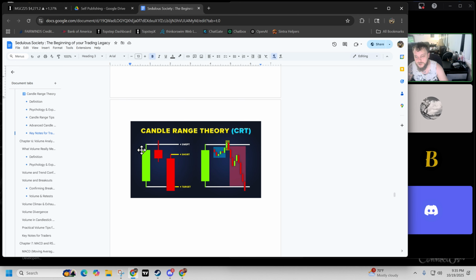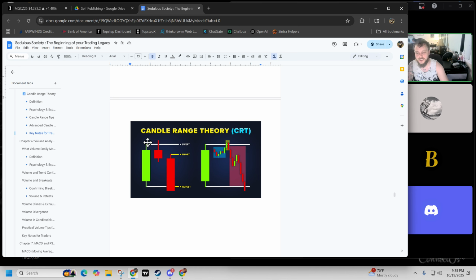Then I will change this. We should be using the body. Wicks are like pressure. It's not really confirmation to me. I like to use the body because that's something that we can all agree on. It wasn't rejected at those levels. It was confirmed at those levels. So please use the body.